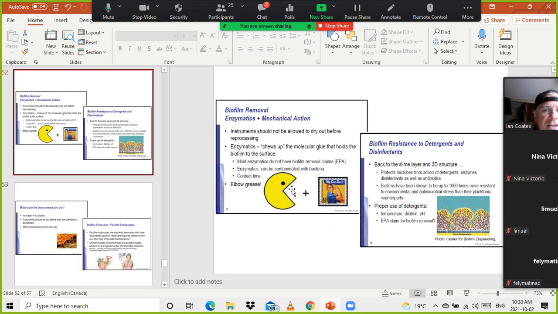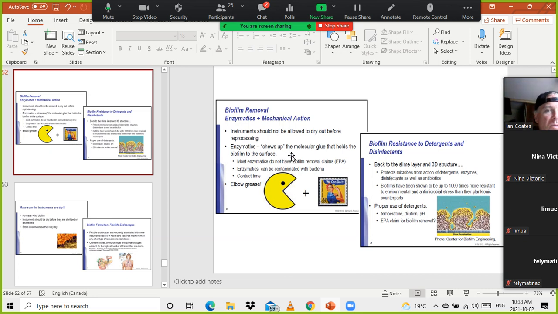Enzymatic and mechanical actions there. When we're talking about biofilm removal, how do you really get rid of this stuff? Instruments should not be allowed to dry out before reprocessing. We want to keep things wet, right? Because let's say you eat some spaghetti and you scrape the spaghetti off your plate and then you just put the plate on the counter for a day or two. All that dried spaghetti, all those bits, are going to adhere to the plate. If you had only washed it 10 seconds after you used it, it would have come off easy peasy, right? So we try not to let things dry out.